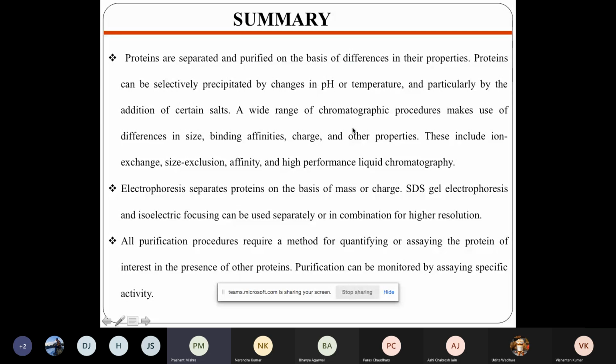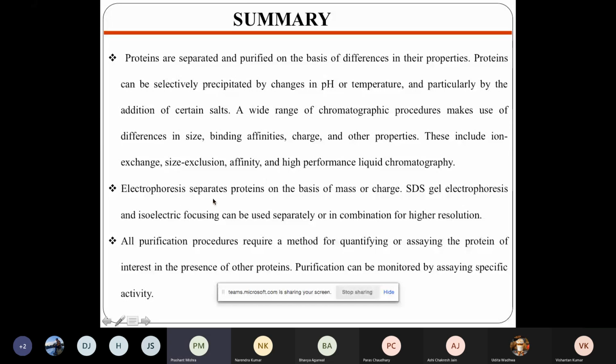You can use a wide range of chromatographic techniques based on size, binding affinity, charge, and other properties. These include ion exchange chromatography, size exclusion chromatography, and affinity chromatography. I have not discussed high performance liquid chromatography, which is based on a different method. High performance chromatography was earlier known as high pressure chromatography. The concept is that if I put pressure through the pump delivering the buffer, that can improve the separation. So this is a very sophisticated technique for separating proteins.